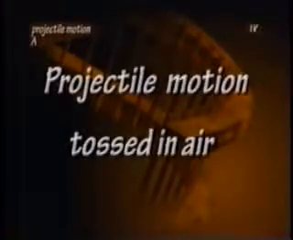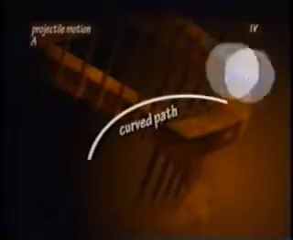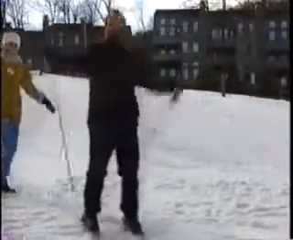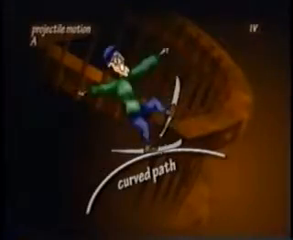Section A, projectile motion. Projectile motion is when an object is tossed into the air. Its flight follows a curved path. Like if you push someone who's on skis and he goes over a huge jump. You can diagram his flight path like this.